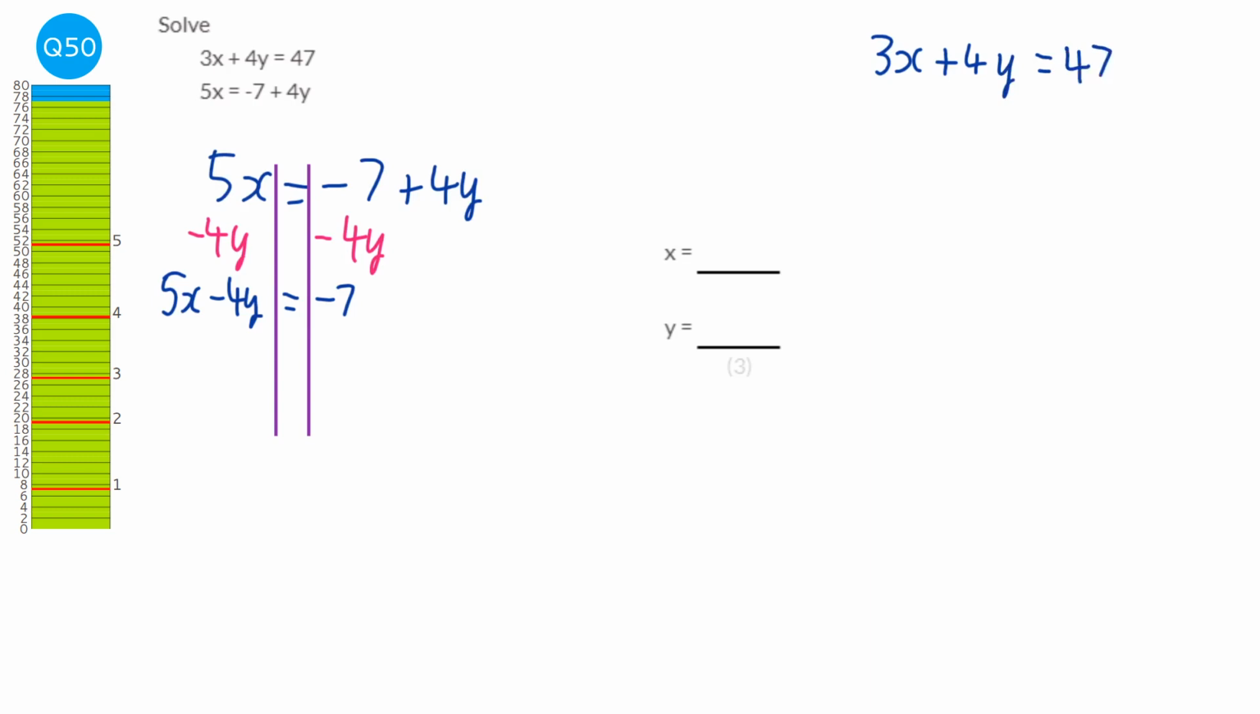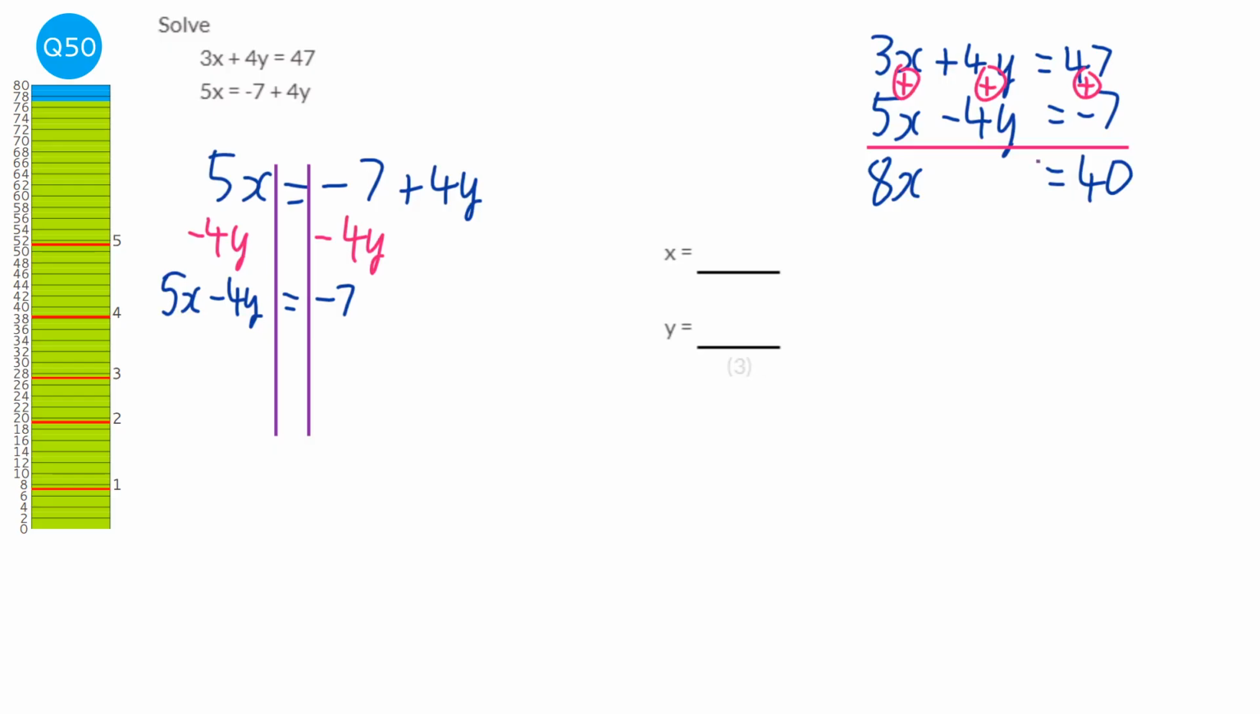Okay, so what we do now is we put both our equations down so we can solve these simultaneously. So 5x minus 4y equals -7. And you notice the coefficient of the y is already the same, so we don't need to multiply anything. But the signs are different, and the D in different is the D in add. So we're going to add going downwards. So we're going to add everything. So we're doing 3x plus 5x, which is 8x. 4y plus minus 4y is nothing, which is good, because we want to get rid of that. And 47 take away 7 is 40.